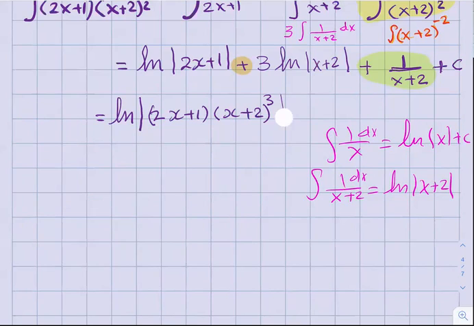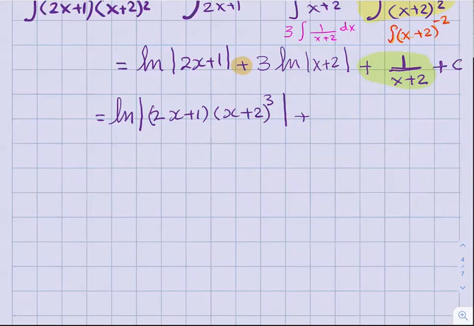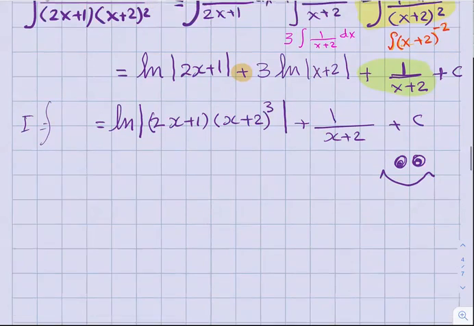I have a problem with the lines. And then plus 1 over x plus 2 plus the lovely c. And that's it. Well, basically that's the integration from the question, you know? Okay? Any questions?